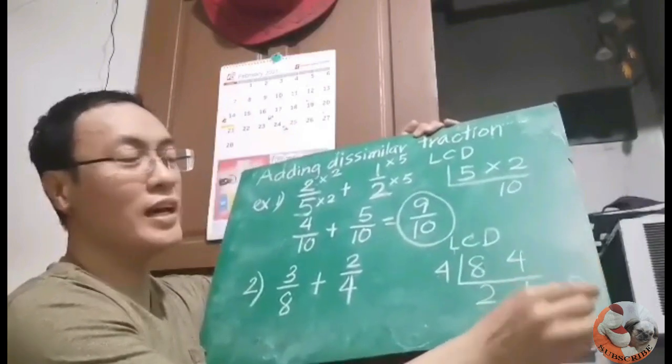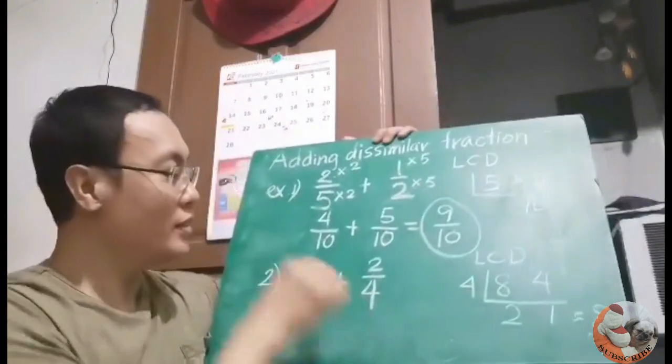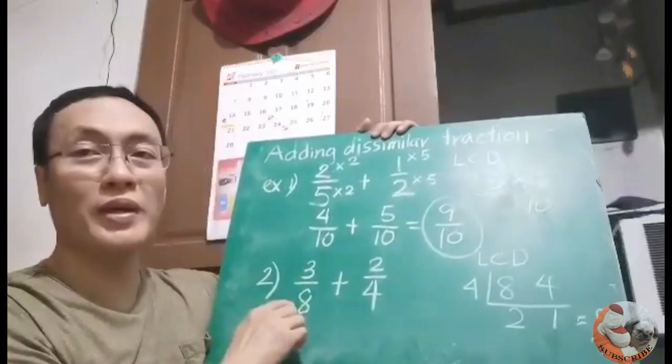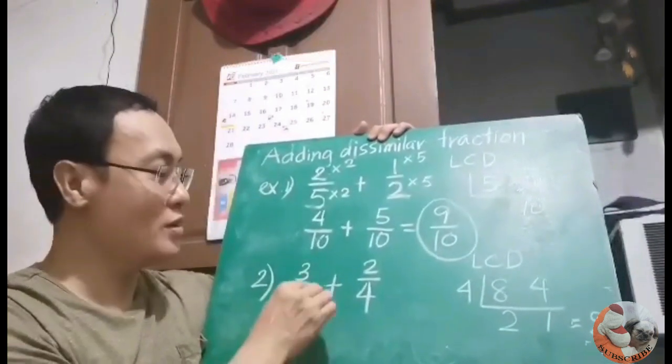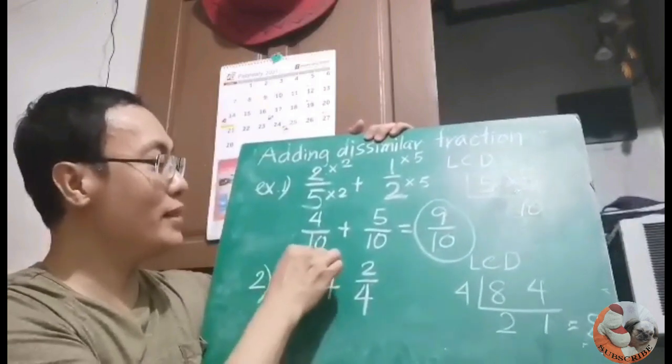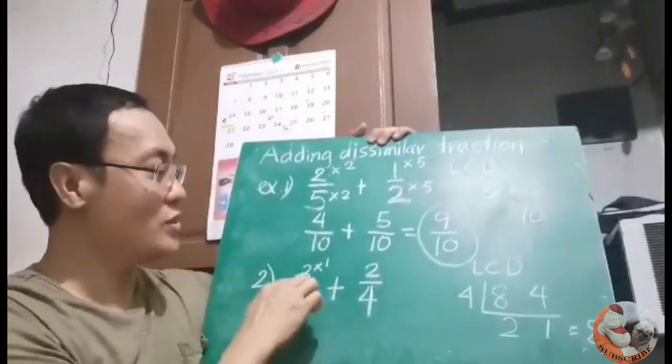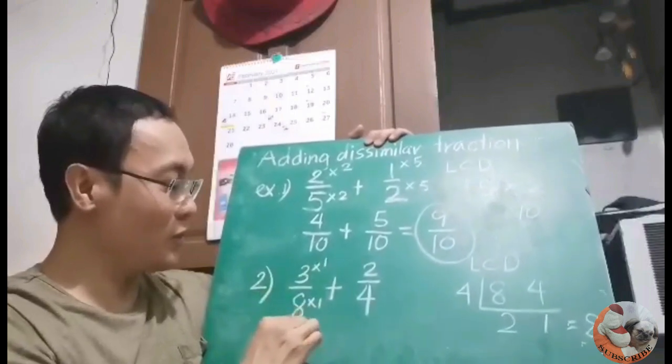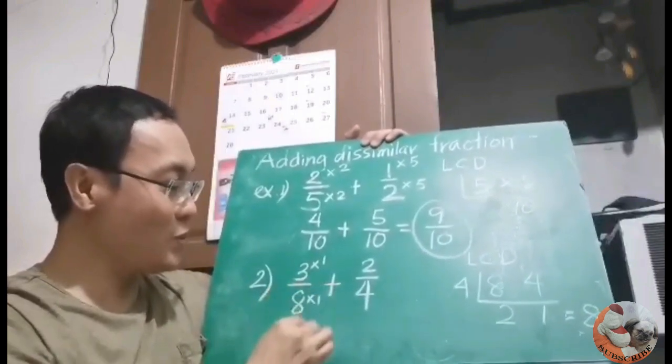So, ang LCD nila ay 8. Okay, so saan natin imu-multiply yung 8 para maging 8? So, wala na. That's 1. So, pag multiply sa 1, multiply din sa 1 yung 3. So, again, 3 times 1 is equal to 3. 8 times 1 is equal to 8.